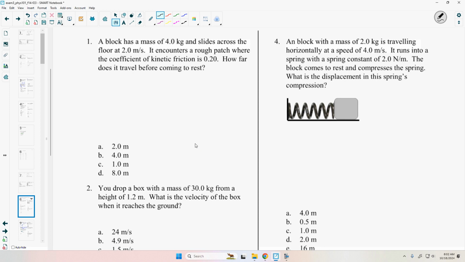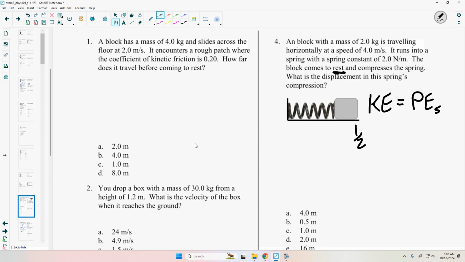Number 4 here, I have this block. It's traveling horizontally at a speed of 4 meters per second. That means that it has kinetic energy. So I know I'm starting with something with kinetic energy, and then it runs into this spring. It comes to rest. That means that all of its energy is converted into elastic potential energy. So that's my framework. I'm converting my kinetic energy into elastic potential energy, and then I'm looking for x.